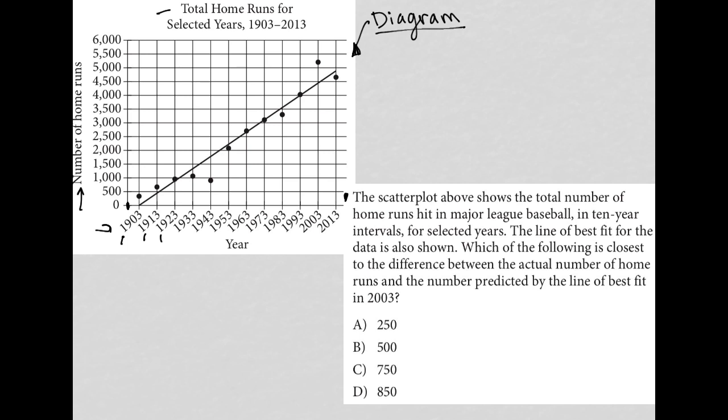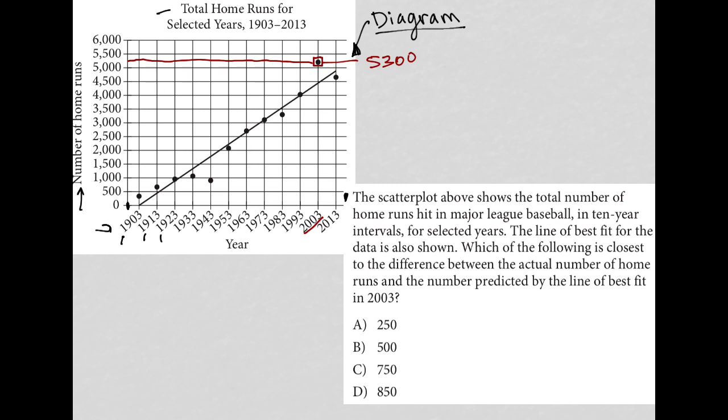Okay, so I'm going to use a red color here. So in 2003, the actual number of home runs is represented by this dot here. And that is, I don't know, it's not exactly halfway between 5,000 and 5,500, but it's kind of close. I'm going to call that around 5,300.